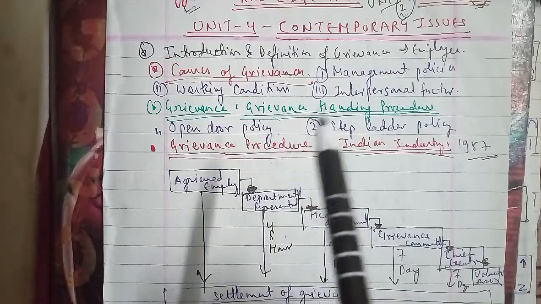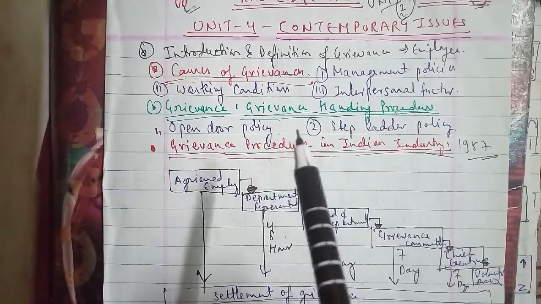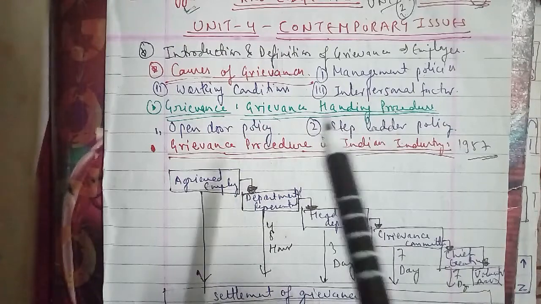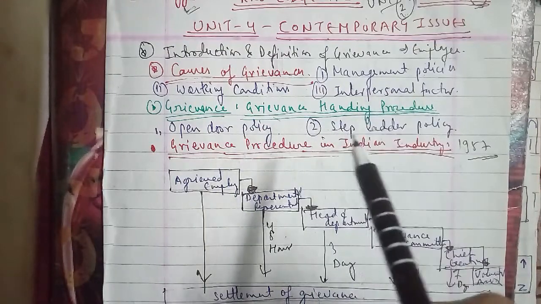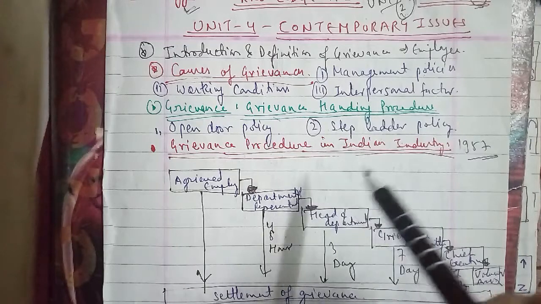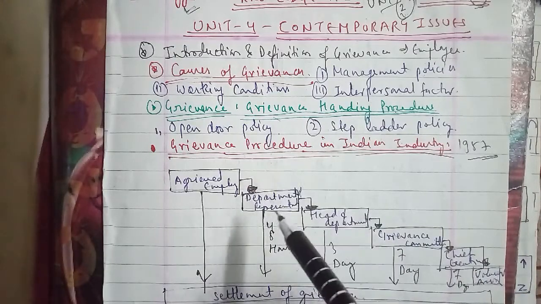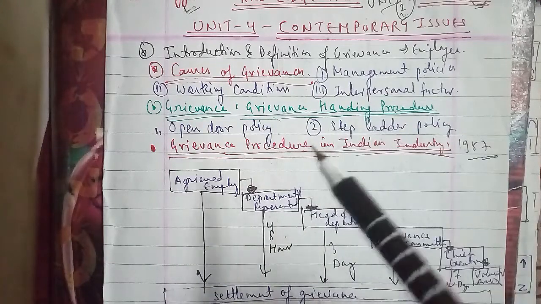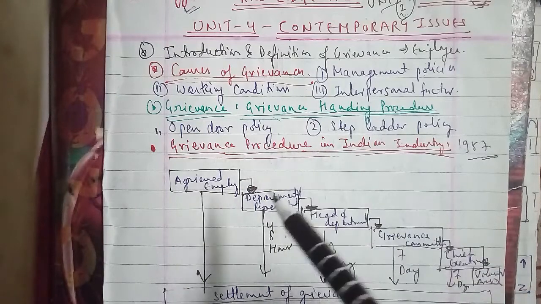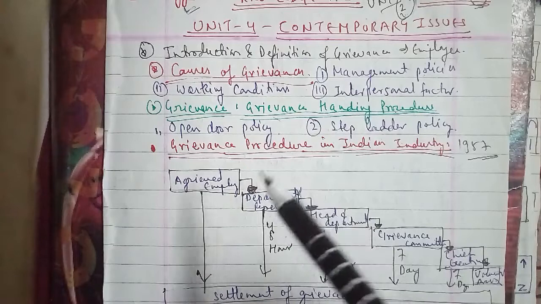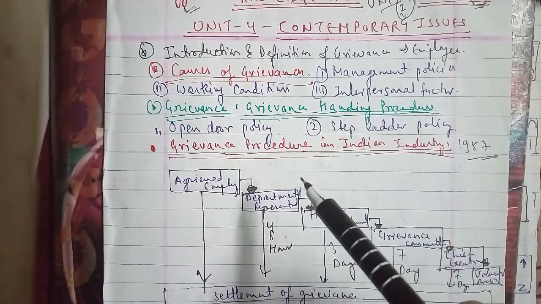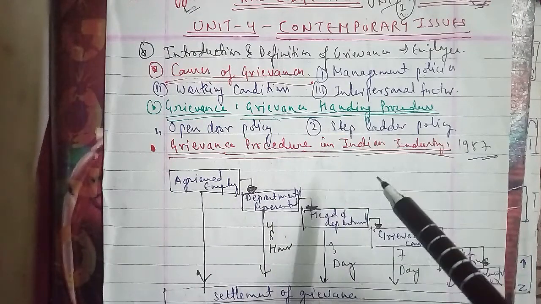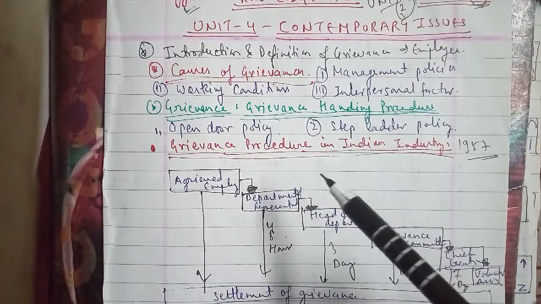These steps are: in the first step, the grievance is to be submitted to a departmental representative, who is a representative of management, and he has to give his answer within 48 hours. In the second step, if the departmental representative fails to provide a solution, the aggrieved employee can take his grievance to the head of department, who has to give the decision within 3 days. In step 3, if the aggrieved employee is not satisfied with the decision of the departmental head, he can take the grievance to the grievance committee.